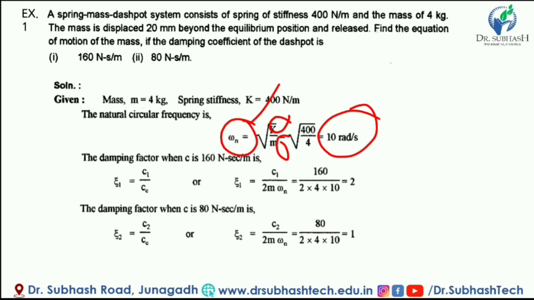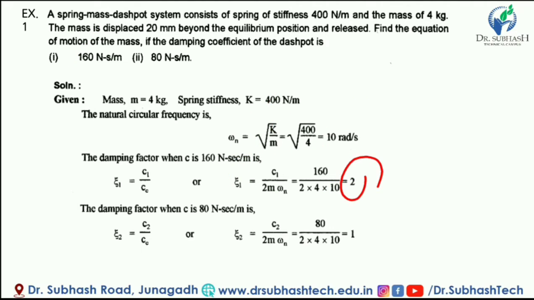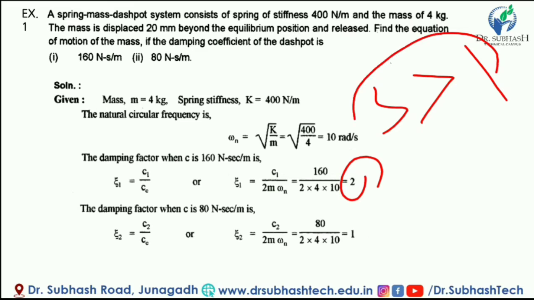So we put the value of omega n in this equation, and finally we get the value of zeta 1 for the first damping coefficient value 160. What is the value of zeta? It is 2. So we can say the value of zeta is greater than 1. So which kind of damped vibration is there? For the first damping coefficient, overdamped vibration occurs.